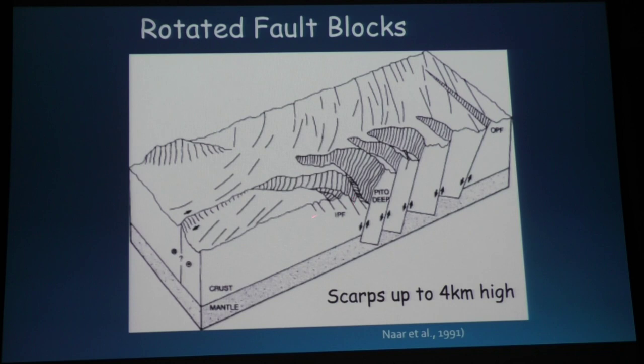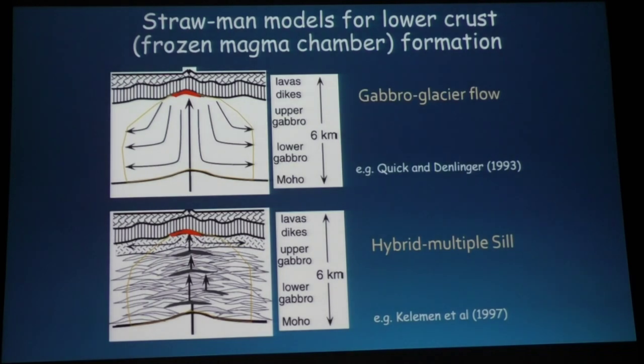And to show you a picture of what it's probably like, this is the corner of the Easter microplate. It's spinning around there, pulling the crust apart, and you're getting these fault scarps, which will give you these cross sections through the crust. So that's why we went there. And we went there because we're trying to test these sorts of models. These are very much straw man models, but it gives you an idea of our state of knowledge about how we form this stuff.